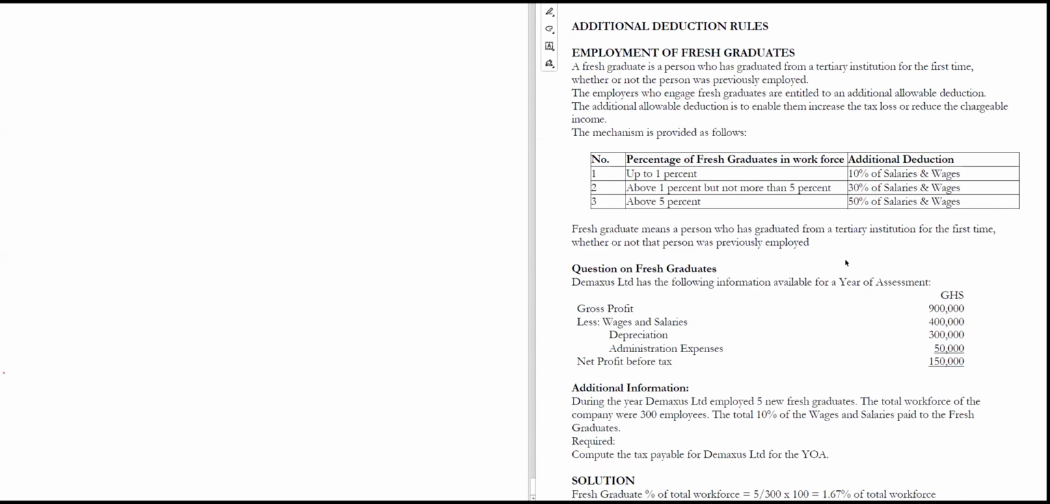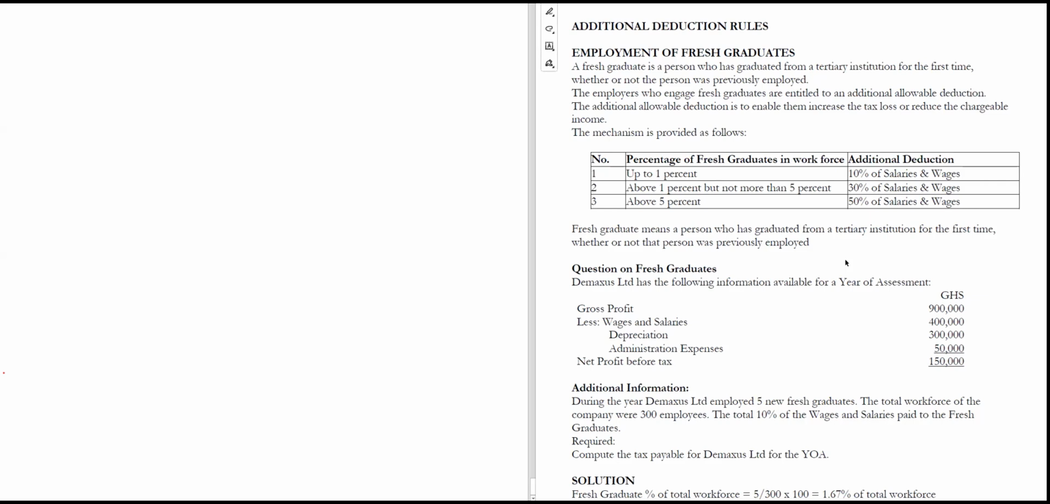So the employers who engage fresh graduates are entitled to an additional allowable deduction. That additional allowable deduction is to enable them increase the tax loss or reduce the chargeable income. And how does the mechanism work? We look at the percentage of fresh graduates in the workforce against how much additional deduction you are getting.